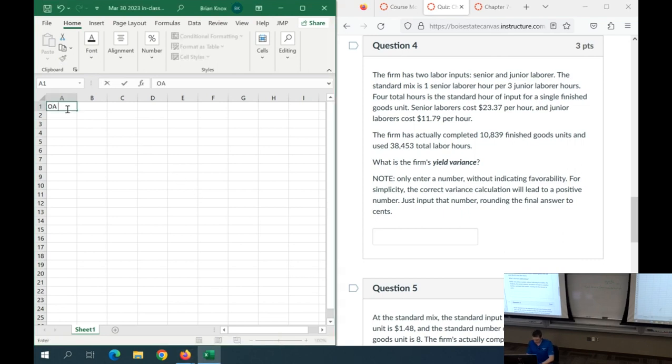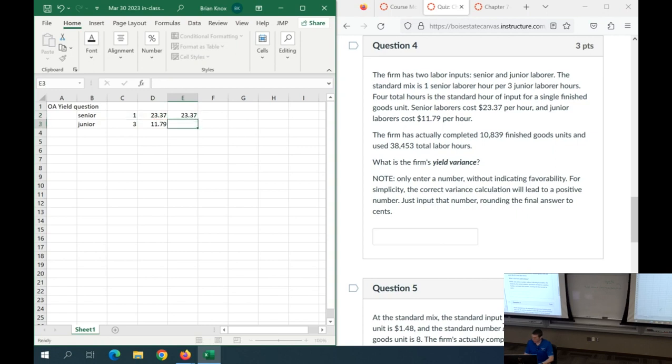All right, open answer yield question. Okay, let's build the table here. Let's build a table to get the standard price. We have senior and junior laborer, and we need 1 hour of senior laborer and 3 hours of junior laborer for each finished goods unit. And $23.37 is the cost per hour of the senior laborer, $11.79 is the cost per hour of the junior laborer.